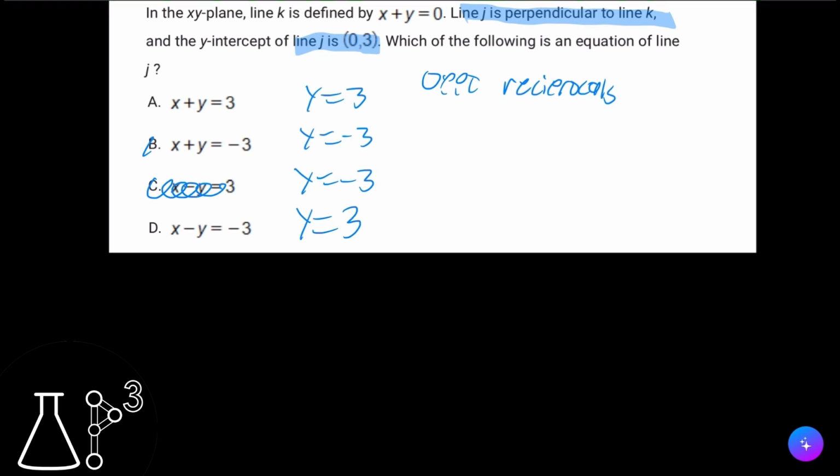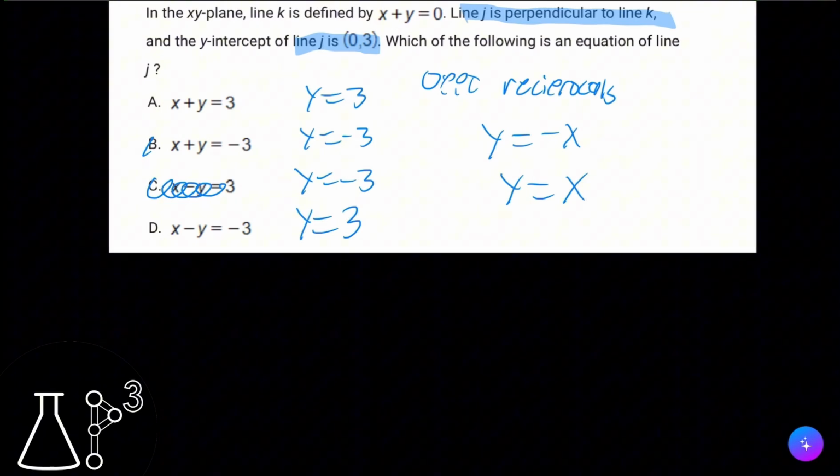But we're given that line J is perpendicular to line K, so whatever slope line K has, line J has the opposite reciprocal. Let's look for the slope of line K. If I leave y by itself and move the x to the right side, I'm left with y equals -x. So -x can be written as -1 times x, and the opposite reciprocal of that is positive 1. So y equals +x. I want to look at both equations and make sure I get a positive x, not a negative x, when I move it to the left side. Let's solve for A. If I move x to the left side, I get y equals -x plus 3.